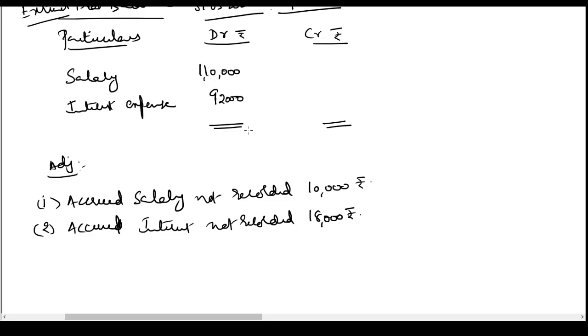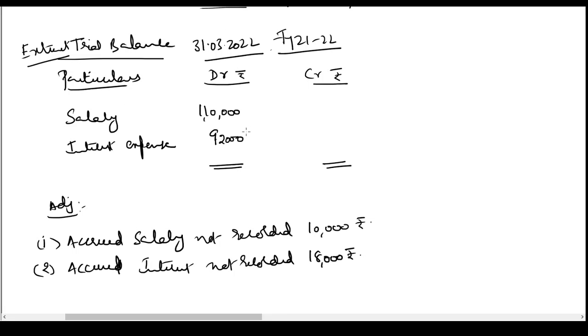So what the problem is saying is that there are some accrued salaries. That means salary has been incurred by the business but not yet paid, 10,000 rupees, which has to be now recorded. Similarly, interest expense has been incurred by the business but it has not been recorded, 18,000. And if you see the trial balance, there is no accrued interest or accrued salary inside it. That means the ledgers for accrued salary and accrued interest have not been opened, because relevant entries have not been passed.